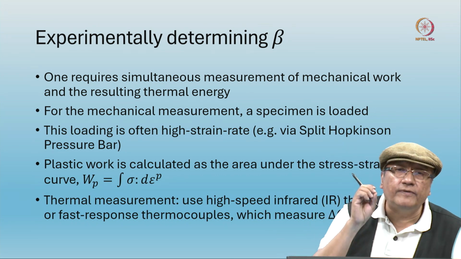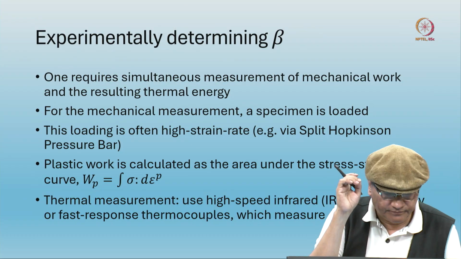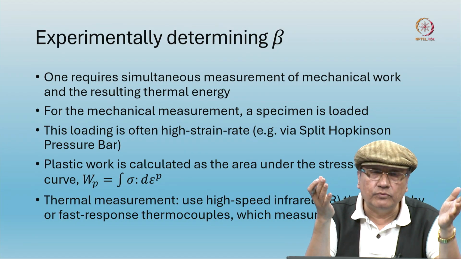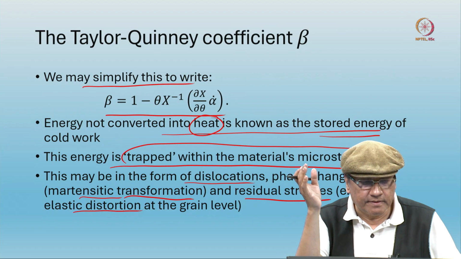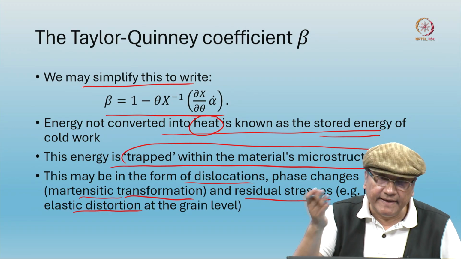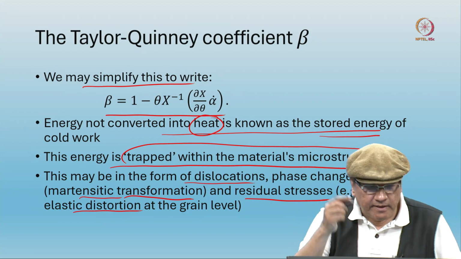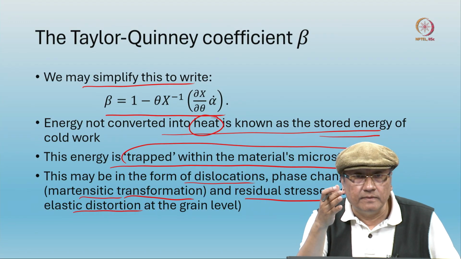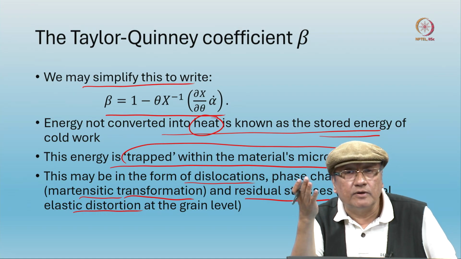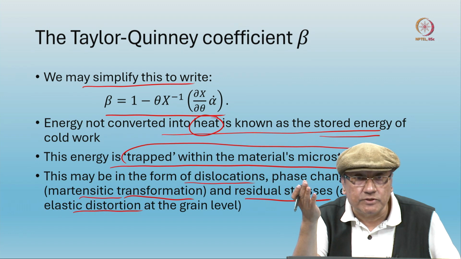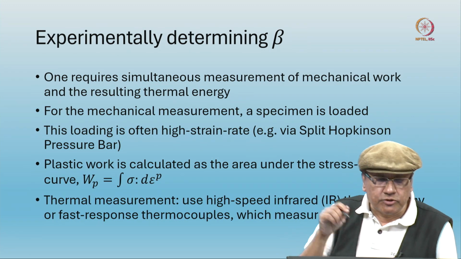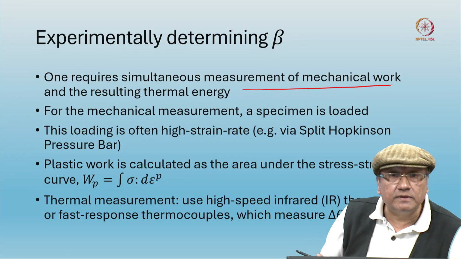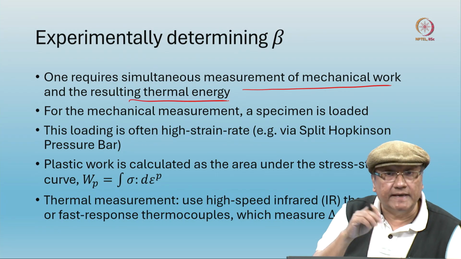Now let us talk of how we can determine beta. One way of determining beta is very simple: do a model. Based on our model we are finding all the quantities of interest. We will find theta, we will find x, we will find alpha, everything. So we can calculate beta based on that, but that is purely model driven. People may tell us that this model is not to my satisfaction, it may not be very accurate, so I need an experimental determination of beta. That also can be done, but you basically need a simultaneous measurement of the mechanical work and the resulting thermal energy.